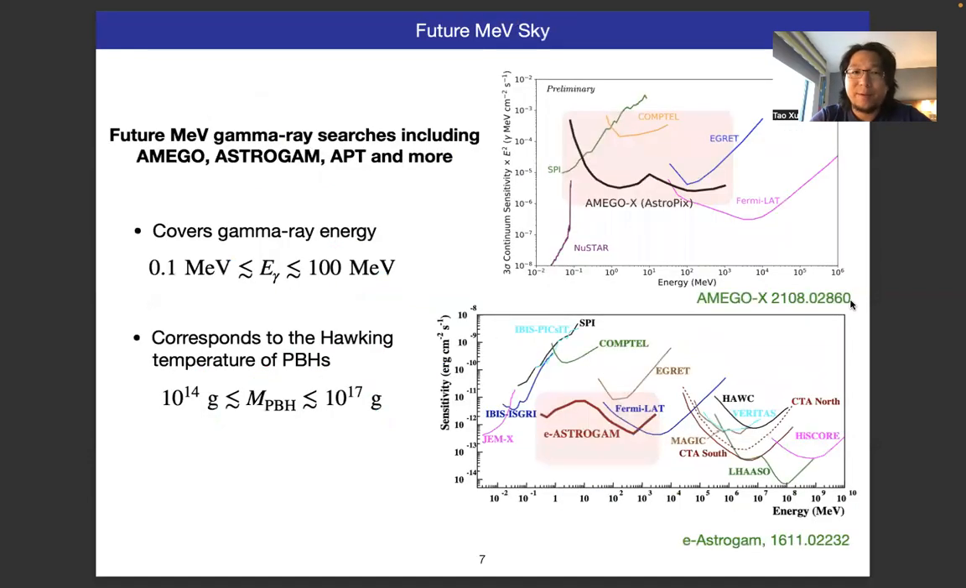In the future, we'll have more gamma-ray searches at MeV energy. If we can improve our sensitivity to MeV gamma-ray signals from 0.1 MeV to 100 MeV, this energy range can be translated to the Hawking temperature of primordial black holes with mass from 10^14 grams to 10^17 grams. So for asteroid-mass black holes, our sensitivity will be much better in the future with these new experiments.